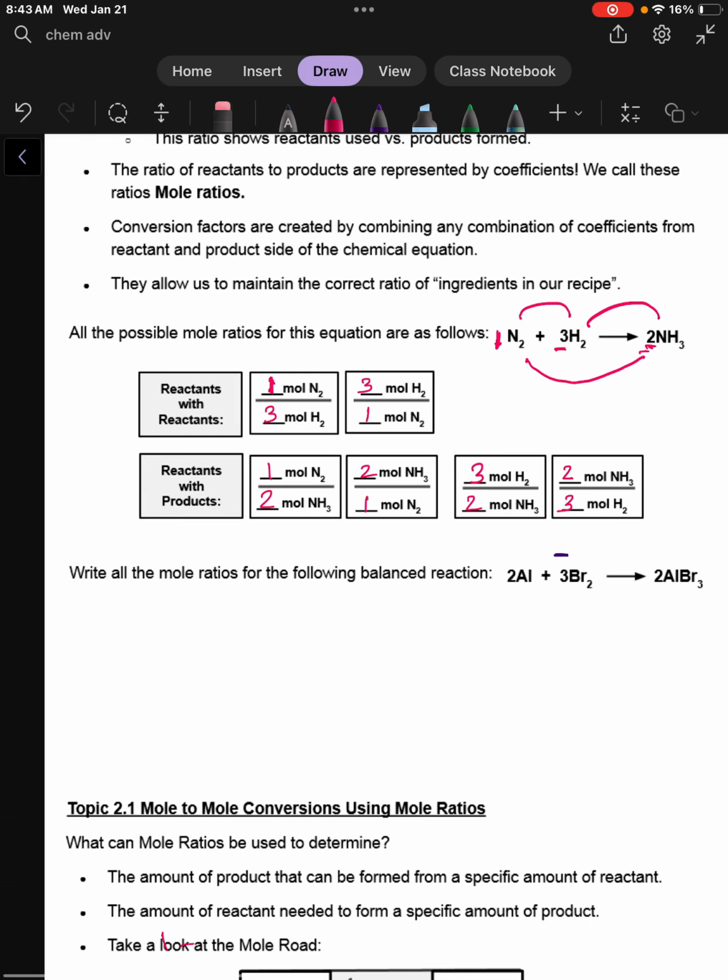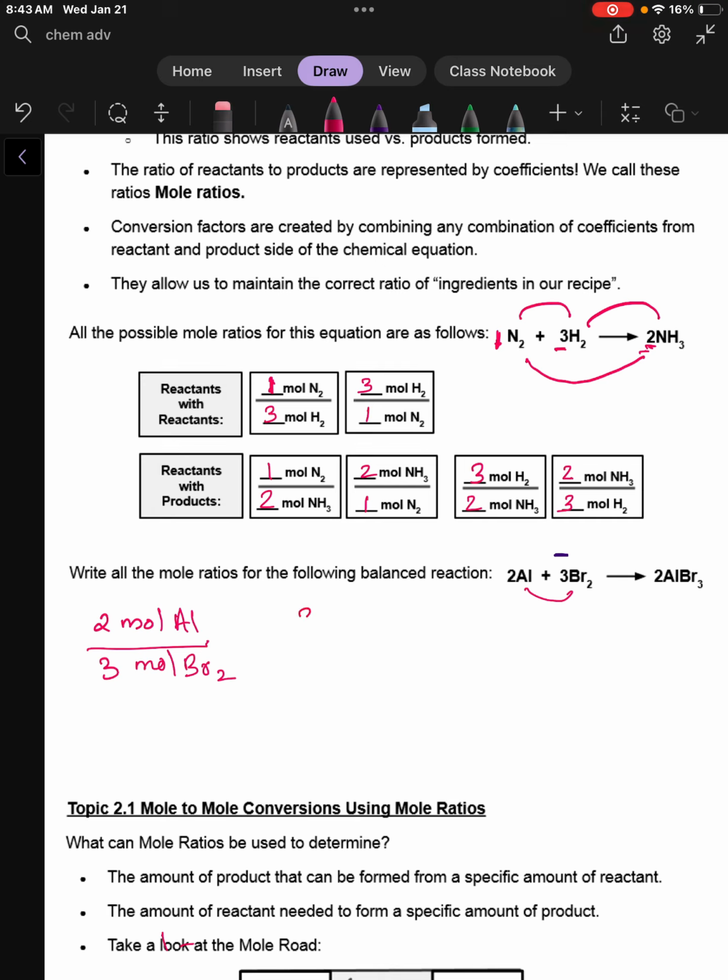Okay, now let's practice that. There is an example given. Always check whether the equation is balanced before writing the mole ratio. This is balanced. Go ahead and write the mole ratio between aluminum and bromine. So it is what? 2 mole of aluminum will react with 3 mole of what? Bromine. Right?